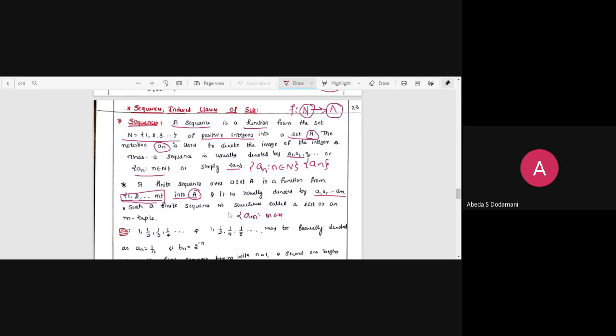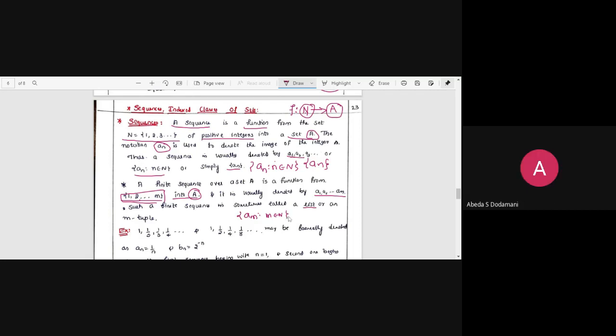Such finite sequences, sometimes we call them lists. If you remember, in Python you will be using a list, or even tuples. From where is this concept of tuple and list coming? From this DMS. Are you able to connect, guys?